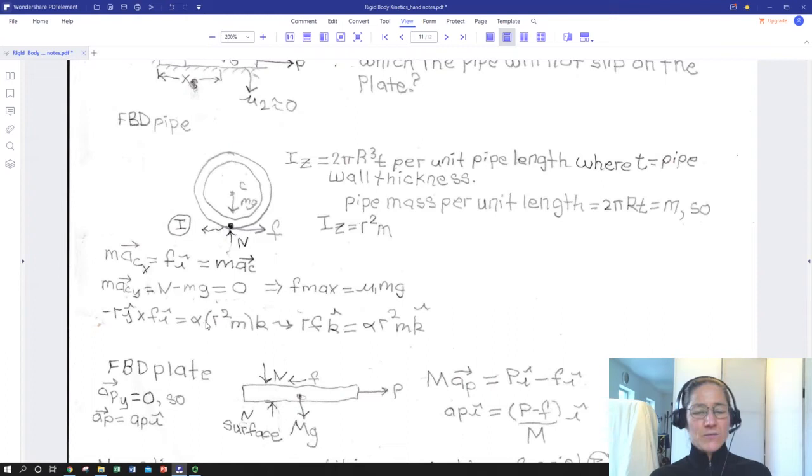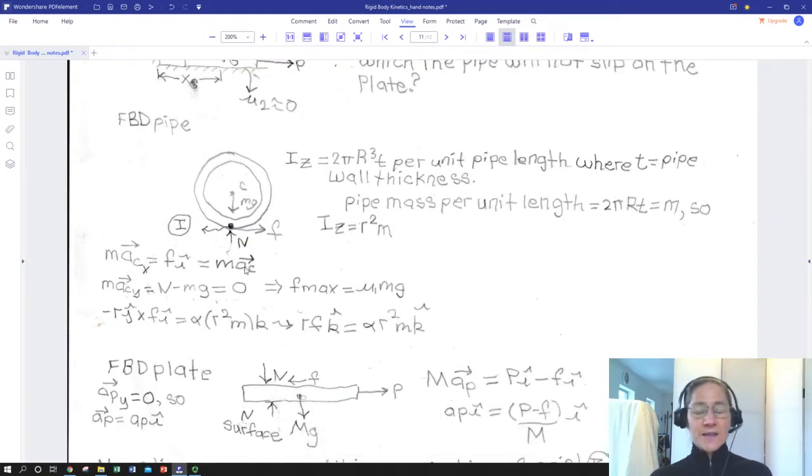So we end up getting a positive expression when we include the sign of the cross product. And we can equate that to our angular acceleration of the pipe and its moment of inertia. So we have three expressions.